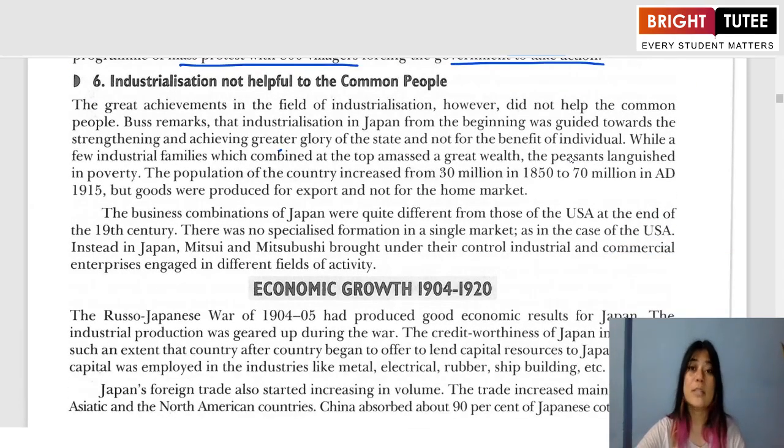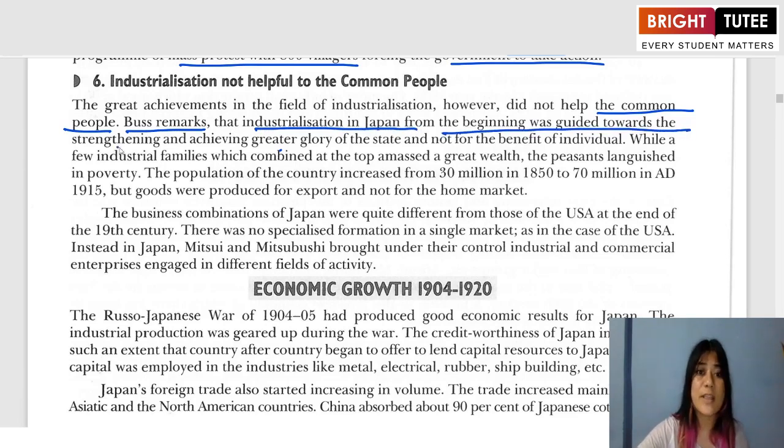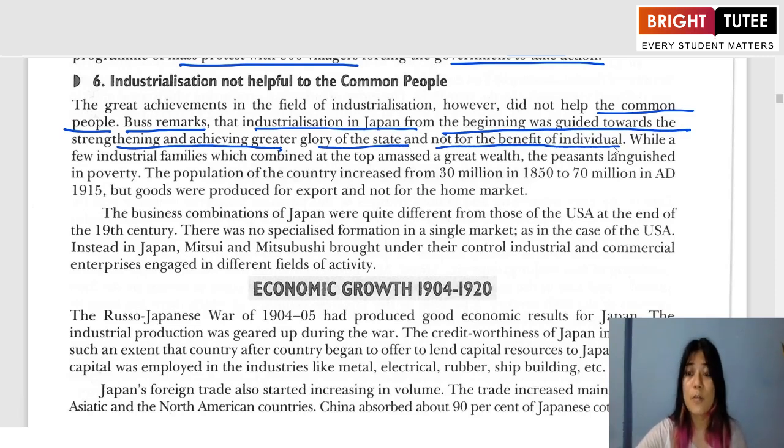Now, one of the things which we have to remember is that although Japan was rapidly moving towards industrialization, and it was bringing growth in the economy of the country, it did not help everybody. It did not help the common people. So let us see how it did not help the common people. One of the scholars has pointed out that industrialization in Japan from the beginning was guided towards the strengthening and achieving greater glory of the state and not for the benefit of the individual.